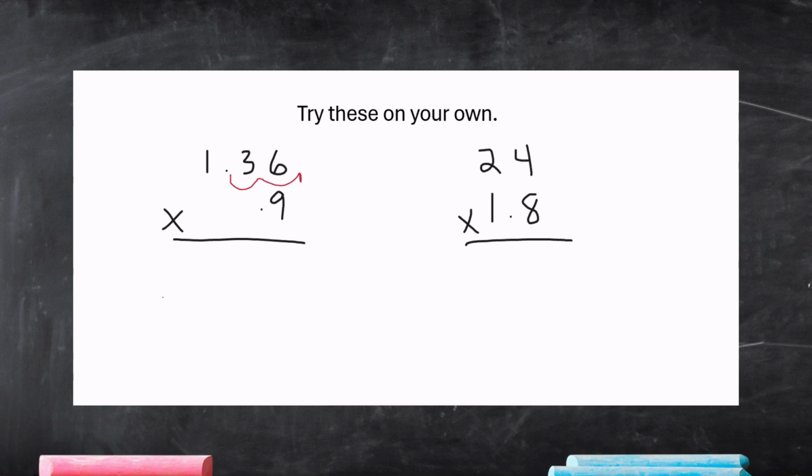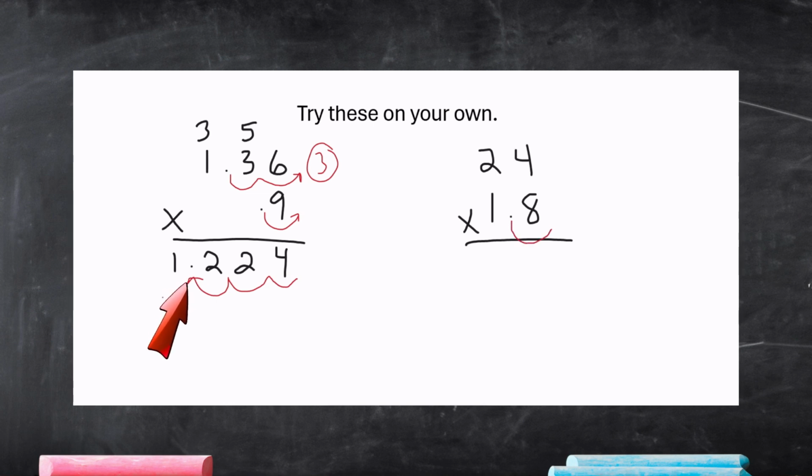So first things first, we're going to take out the decimal in both of these factors for a total of 3 jumps. Then we're going to do 9 times 6 to get 54. We're going to carry the 5 and write the 4. Then we're going to do 9 times 3 to get 27 plus 5, which equals 32. And then 9 times 1, which is 9, plus 3 equals 12. And then all we do at the end here is put the decimal back into the answer 3 times. So our final answer is 1.224.